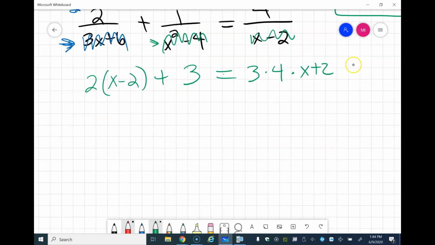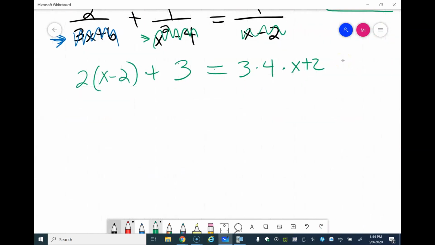Now let's combine like terms and simplify this problem out. I distribute, I have 2x minus 2. I'm sorry, not minus 2, it's going to be 4, because I have to distribute.